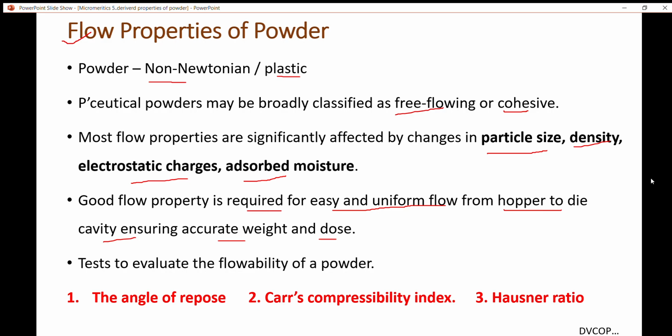To evaluate this flow property, three tests can be carried out, and these are angle of repose, second one is the Carr's index, and third one is the Hausner ratio.